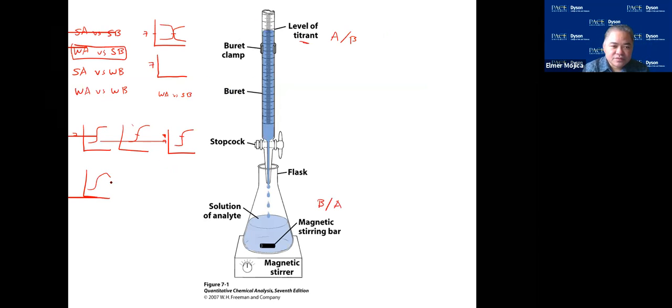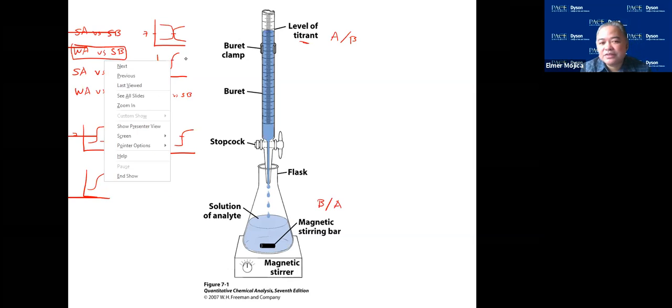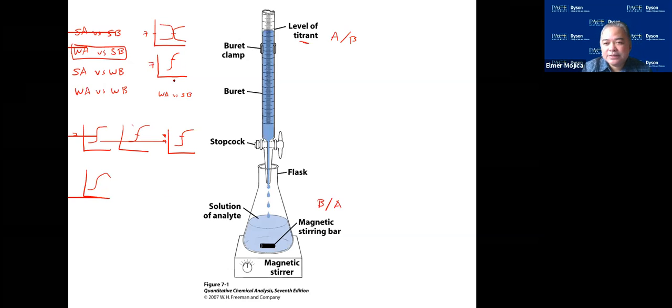So if you have a weak acid being titrated with a strong base, usually your pH is more than 7. If you're going to look at it, it might be like this one. So your equivalence point would be above 7. And if it's a strong acid versus weak base, it is below 7.